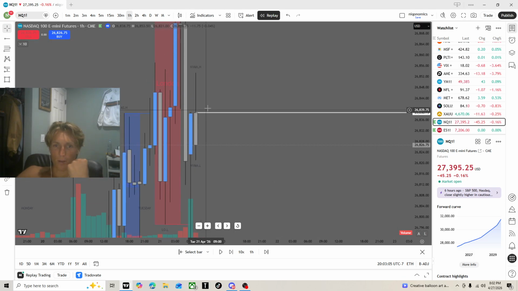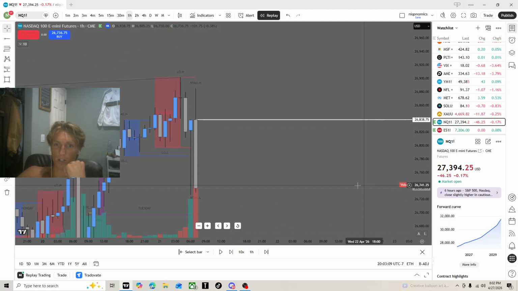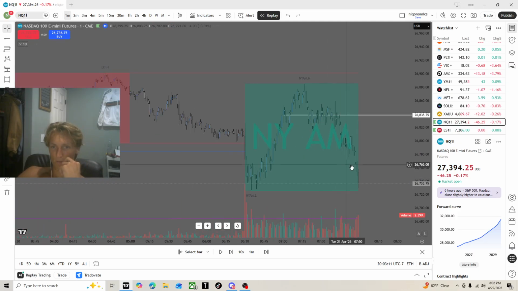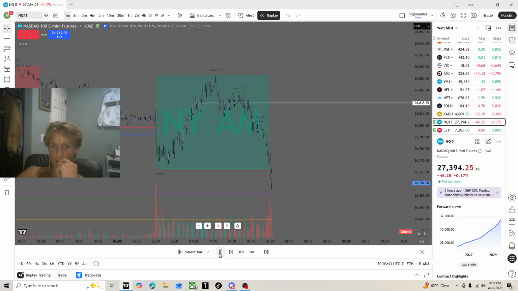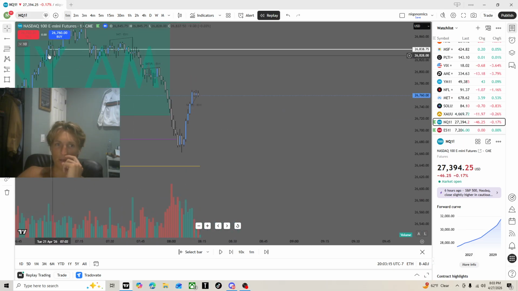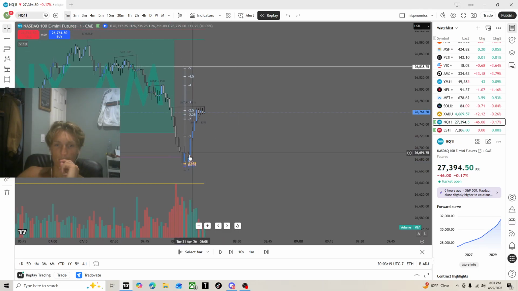It ended up being an hourly rejection block. So, well, actually, let's see the close. Yeah, it ends up being an hourly rejection block. Now we can wait for price to come back up to it. But obviously, we need to line up a deviation with it as well. Let's see, we have max extension from there.